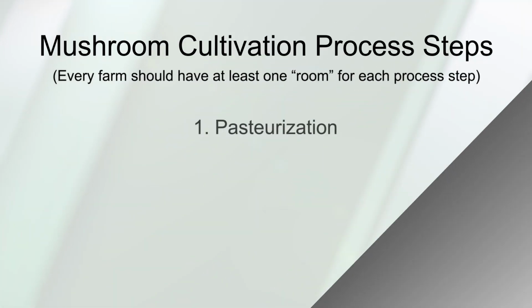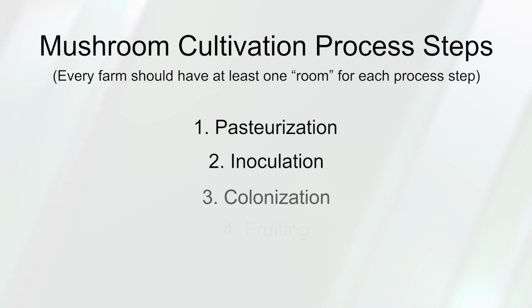And most importantly, we want to set up our rooms. In Kinoko, every farm should have at least one room for each step of the mushroom cultivation process. That's pasteurization, inoculation, colonization, fruiting, and storage. This is crucial for tracking our data. We need these rooms defined so that we can move blocks around from room to room and track where they are in the process.